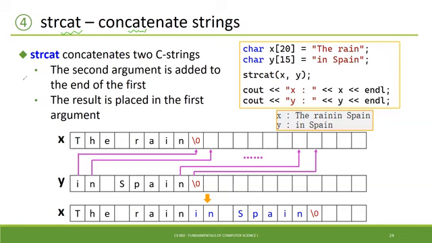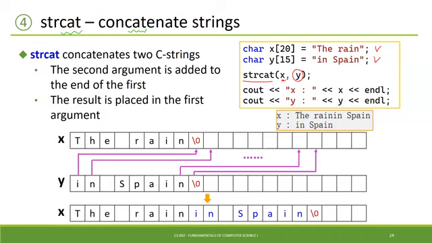Let me show the example, then you'll understand. It is pretty easy. I have X and Y. X is "the rain" and Y is " in Spain". I want to make "the rain in Spain". I want to concatenate two words. So for string concatenate, just use strcat, and I want to add Y at the end of X. X will become larger, and Y stays the same. There is no change in Y.